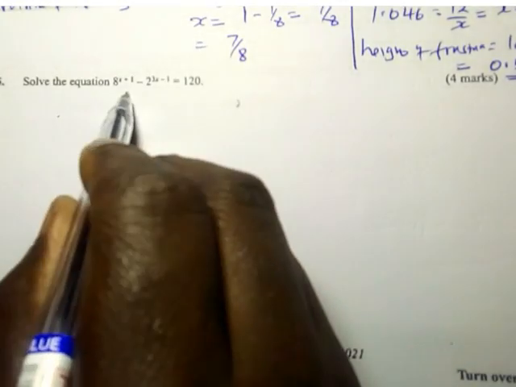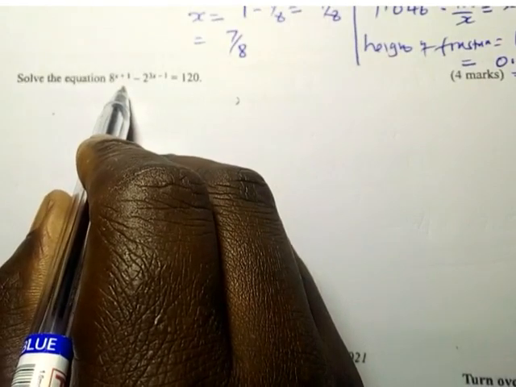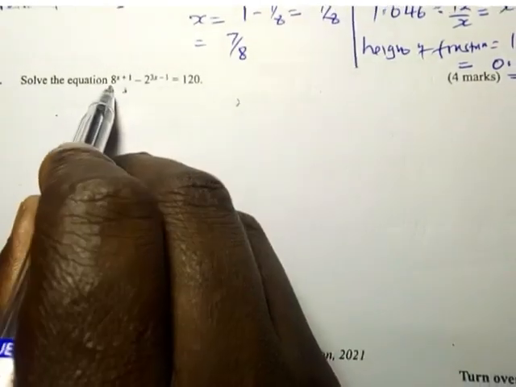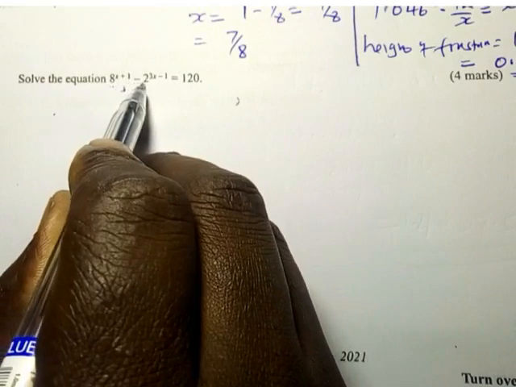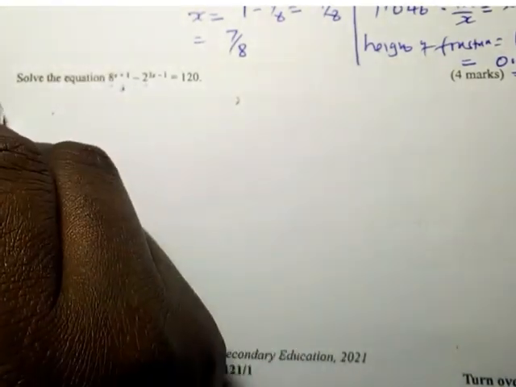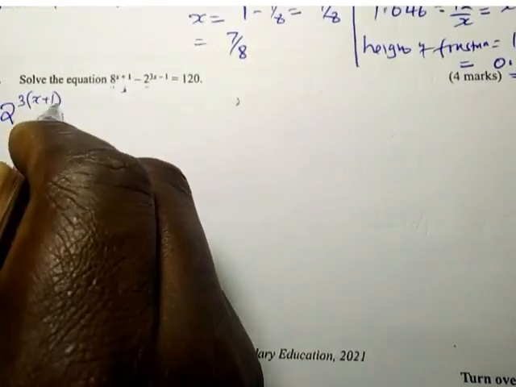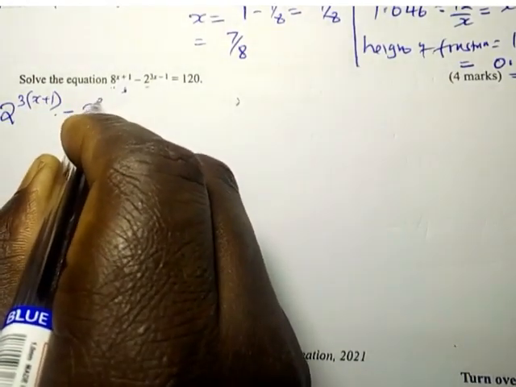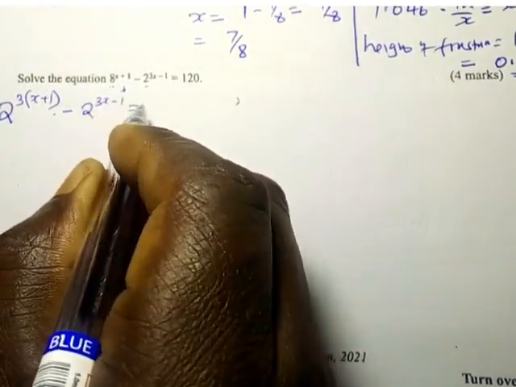Solve for x here. So write this number in the form of base 2. So we will have 2 raised to power 3x plus 1, minus 2 raised to power 3x minus 1, equal to 120.